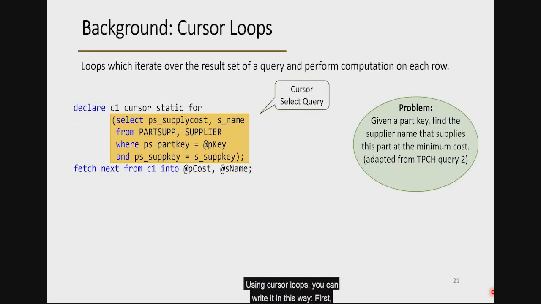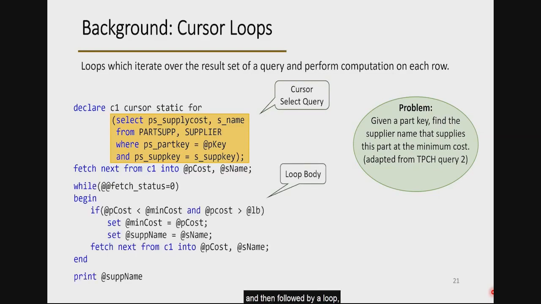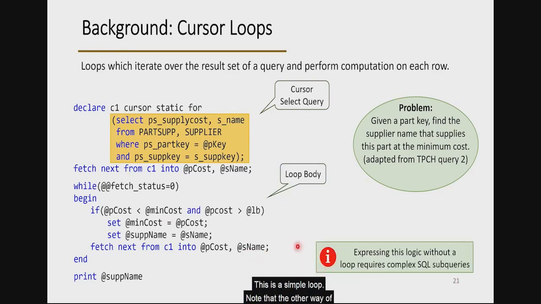So using cursor loops, you can write it in this way. First you declare a cursor for this query, which gives out all the supplier names and the cost at which they supply the part, followed by a loop, which iterates over each row of the results of this SQL query, and then computes the minimum cost and also computes the name of the supplier who is supplying it at this minimum cost. This is a simple loop.